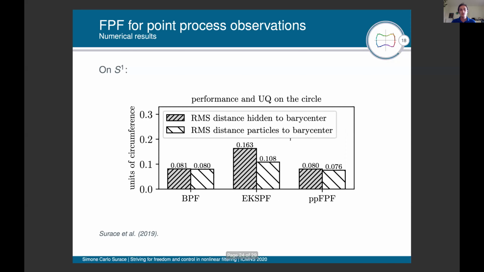And we also checked this on various manifolds. I'll show just the example for the circle. So on the circle, because the EKSPF was not really designed to be used on a manifold, its performance is quite bad. Actually, its root mean squared distance or error is twice as big as you would hope based on some benchmark or our filter. And also the estimation of uncertainty is quite off.